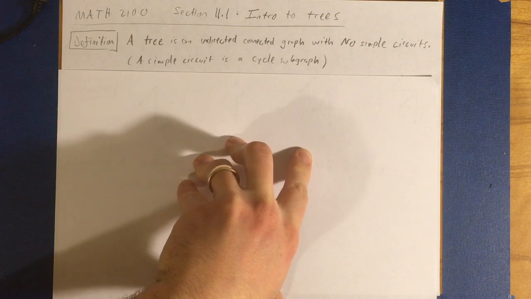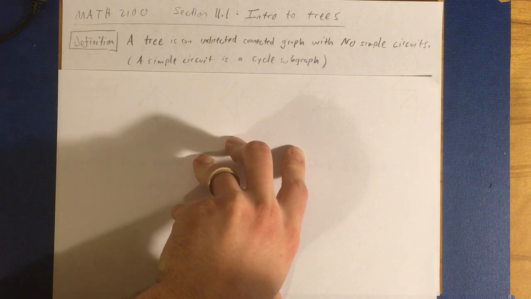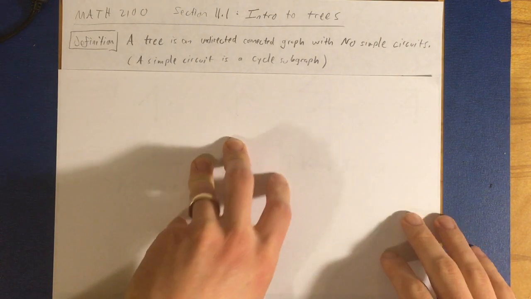Now, simple circuits were defined back in section 10.4. I didn't really talk about them much in the notes, but a simple circuit is just the same as a cycle subgraph. I did explain subgraphs, so the idea would be there's some subgraph that would form a cycle of any length. That's what a simple circuit is.